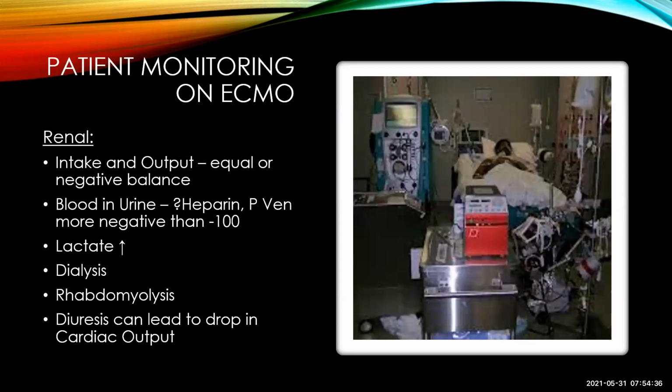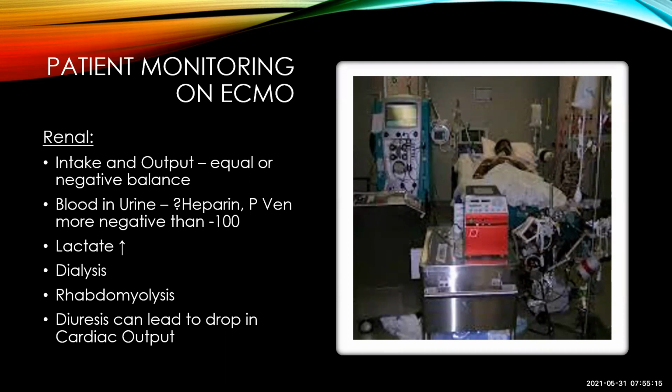Okay, so patient monitoring on ECMO. On the renal side, intake and output must be equal or in a negative balance. As soon as your patient goes onto ECMO, we start reducing their volume. So you'll put them on Lasix to get them as dry as you can so that you can make the alveoli function properly. And if you've got blood in the urine, either your heparin needs to be adjusted, or your P-ven, your venous pressure, is more negative than 100, and you need to reduce the flow.